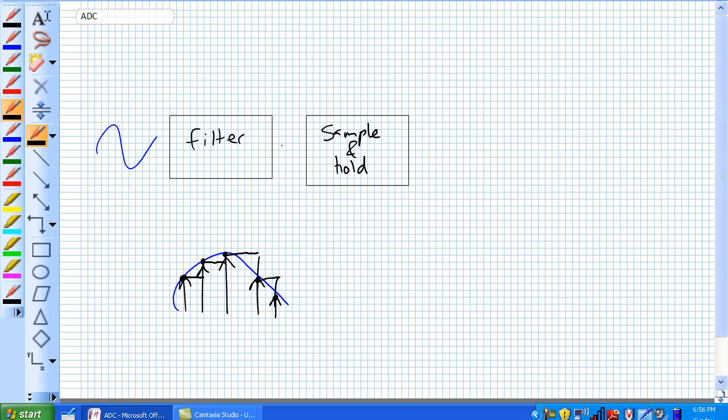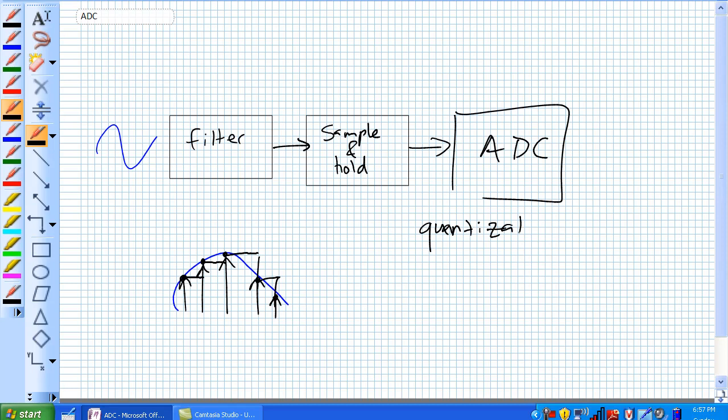Okay? And now we are kind of into the ADC portion of it, analog to digital conversion. So we did the filter, we did the sample, we did the hold, and now we're doing the four-step ADC, which is quantization. Quantization means you're assigning a quantity for that analog value, a digital quantity for that analog value.